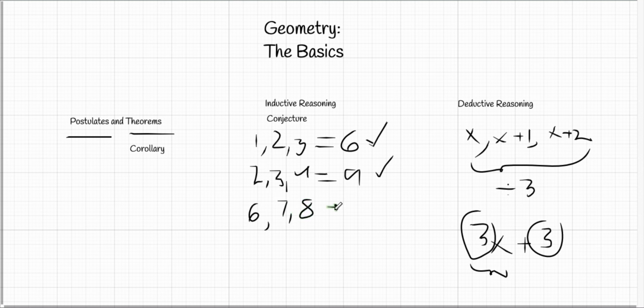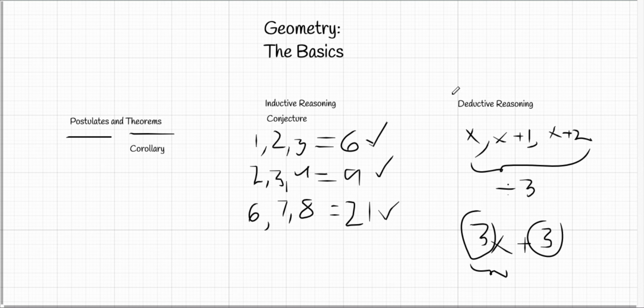The sum of that would be 21. Oh wait, let me... is equal to 21. And that's still divisible by 3. So if you do this multiple times, you'll actually get a pattern. And you can use that pattern to prove the conjecture, which is that the sum of these three numbers would be divisible by 3.